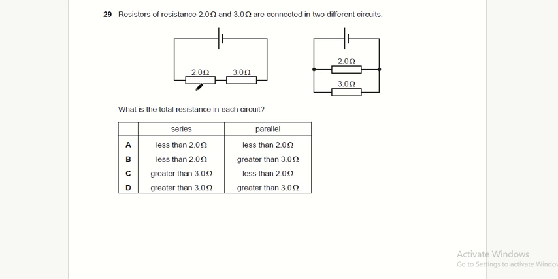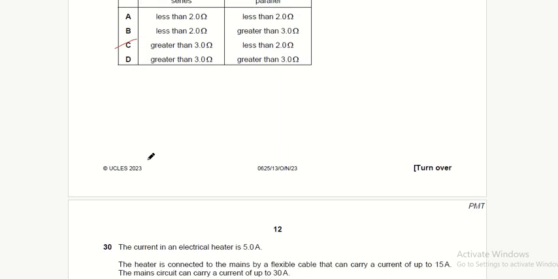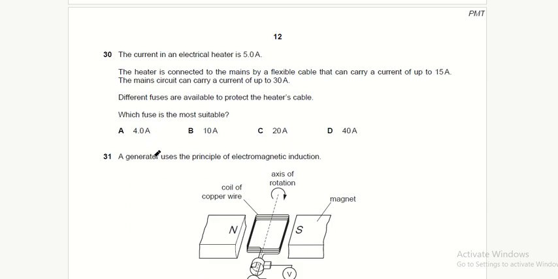In series, total resistance will be greater than 3, and in parallel it will be less than 2. Greater than the greater in series and less than the less in parallel.